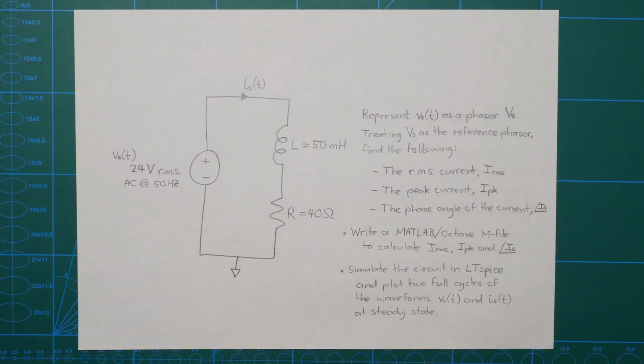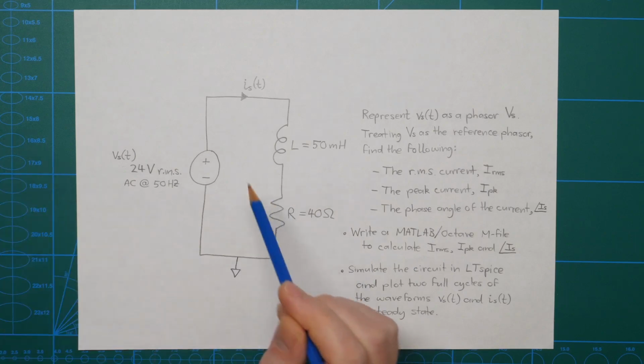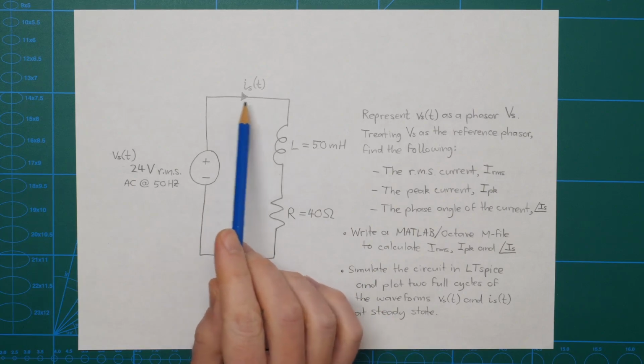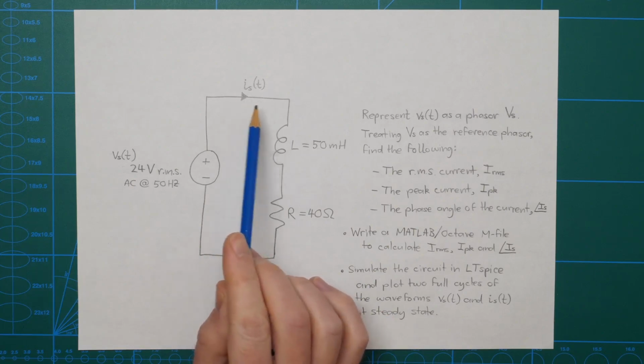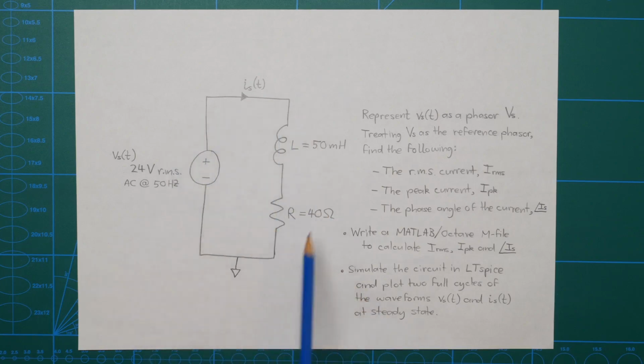In this video, I'm going to analyze this RL circuit using phasor analysis, and specifically we're going to calculate the current IS here, which is the current from the power supply through the two elements. So it's the same current flowing throughout the loop.